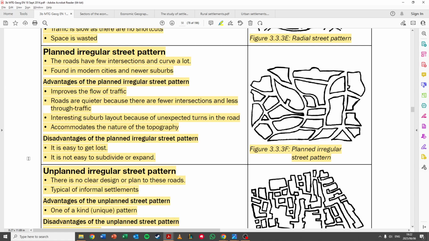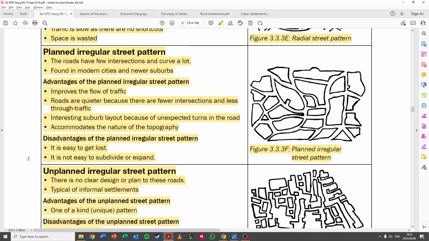Then we have our planned irregular street pattern, and this is actually the pattern that modern urban planners like the most. Okay, now this street pattern has a few intersections, not a lot, and the roads tend to curve a lot. They are also found in more modern cities and newer suburbs. Then a few advantages. It improves the flow of traffic. The roads are quieter because there are obviously fewer intersections and less through traffic.